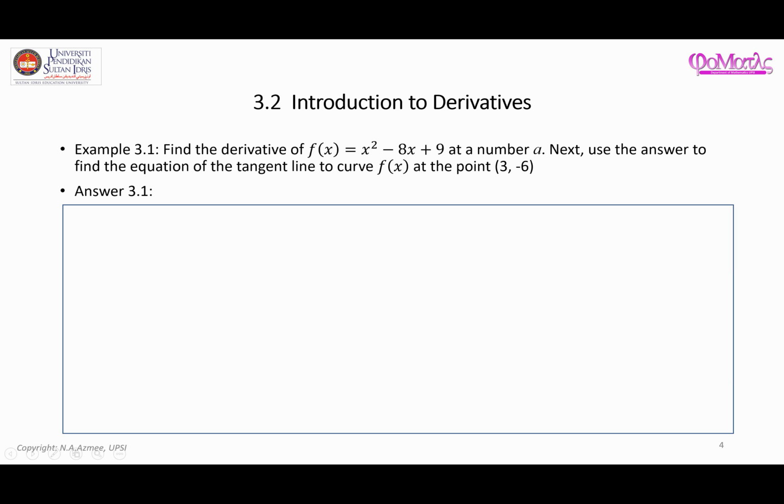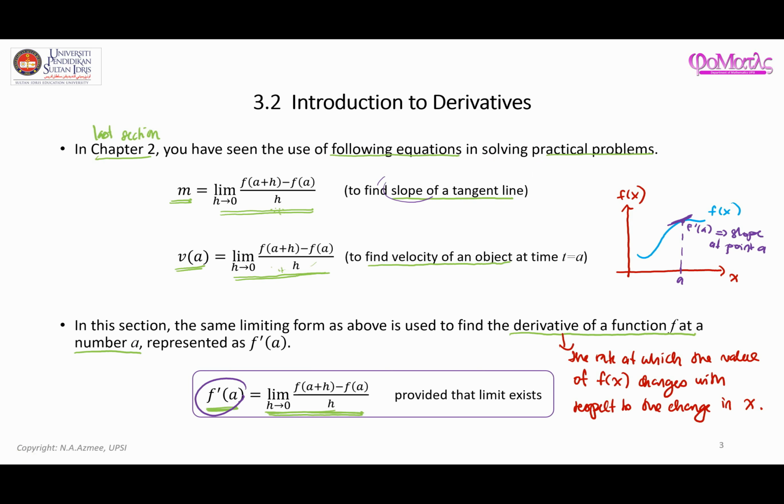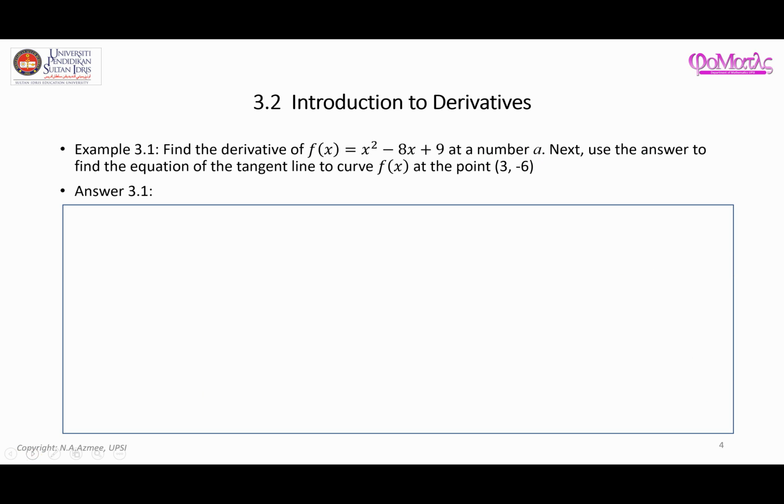Okay, right. Let's look at the first example here. Find the derivative of this function at a number a, and we are going to use the definition given here. All right, so f prime a is equal to the limit as h approaches 0. Here we have f(a plus h).